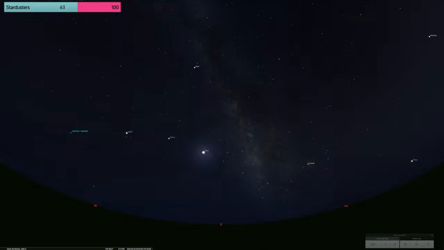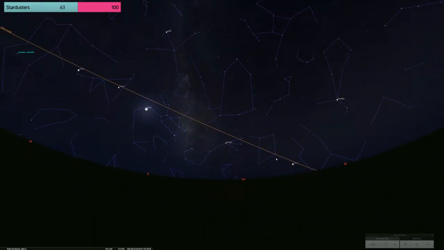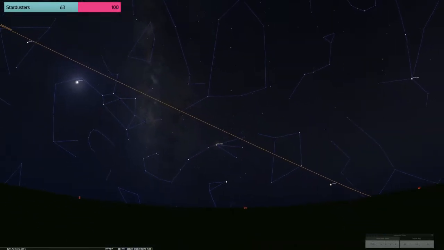So that is an overview of the solar system. That is the reason why the planets appear on this flattened out plane. That is why the zodiac constellations are so important. Let's actually talk about some constellations so you can go out tonight and be confident in what you're looking at.